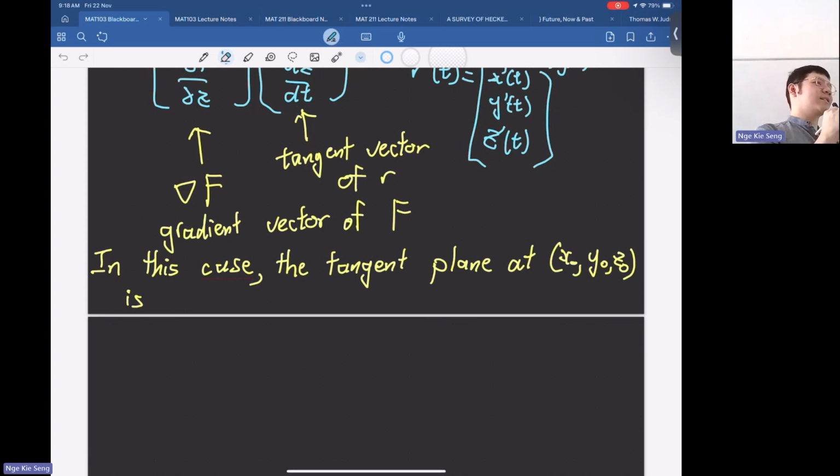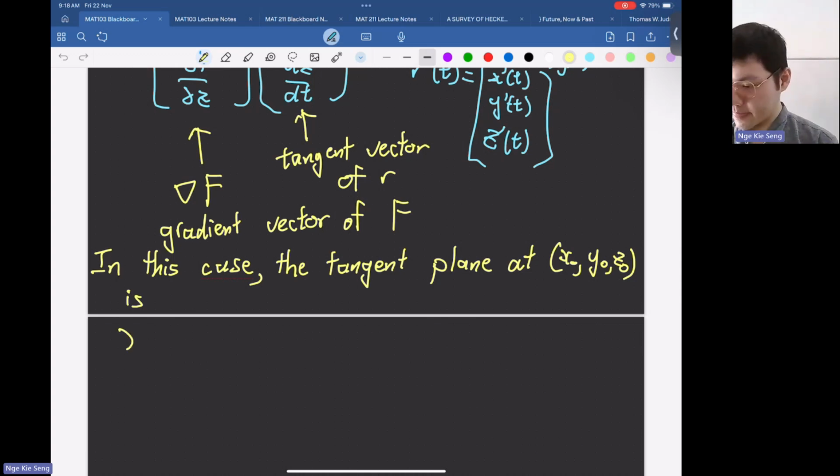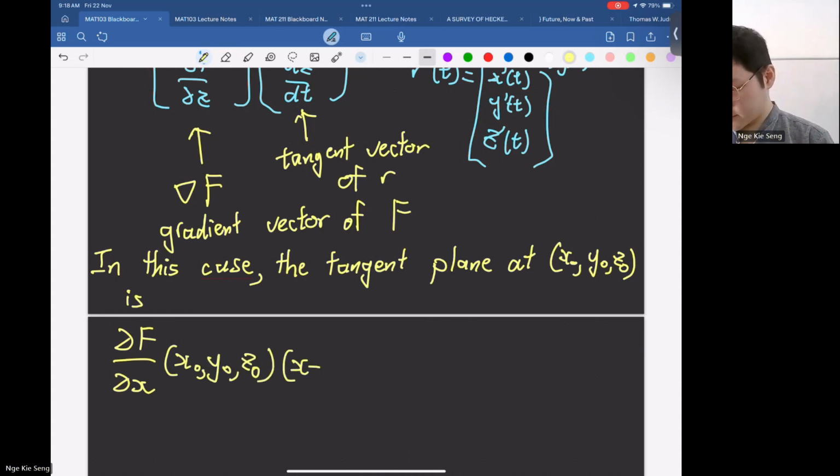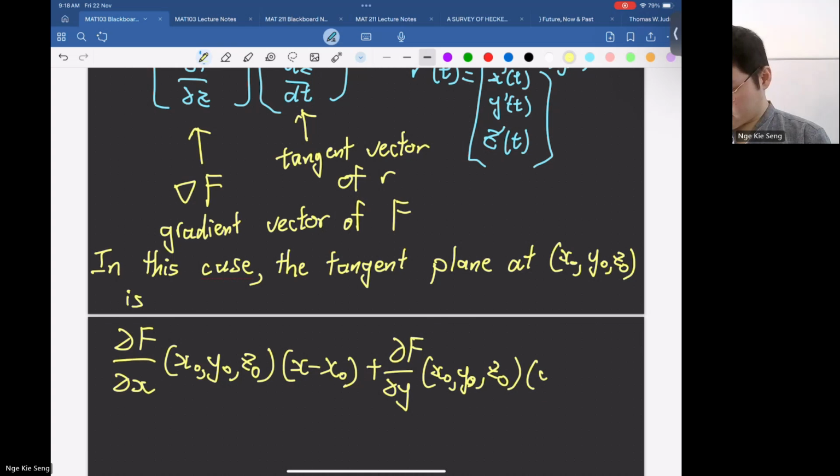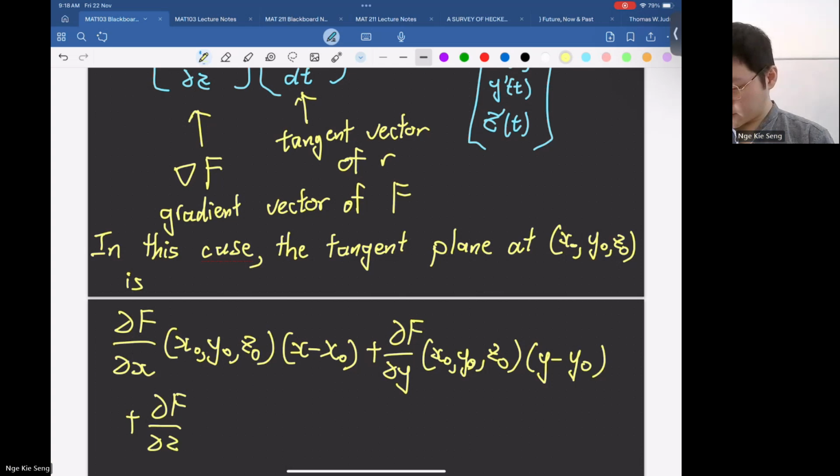Check your notes. Partial f over partial x times what? Equals to 0.